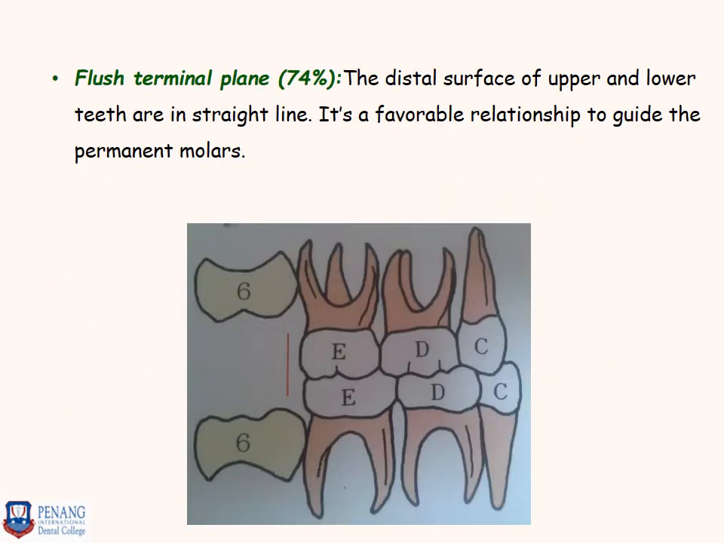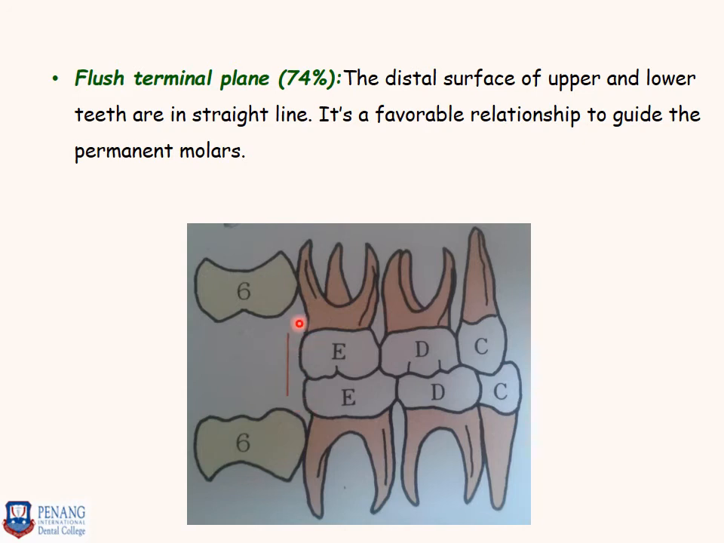So we have three different planes: the flush terminal, the mesial step, and the distal terminal plane. So what is the flush terminal? In this picture, you see the primary canine, the primary first molar, the primary second molar, same in the mandibular also. If you see the distal surface, this classification is based on the distal surface.